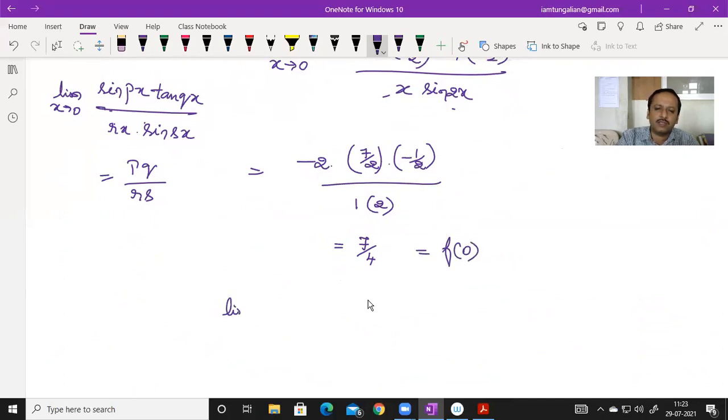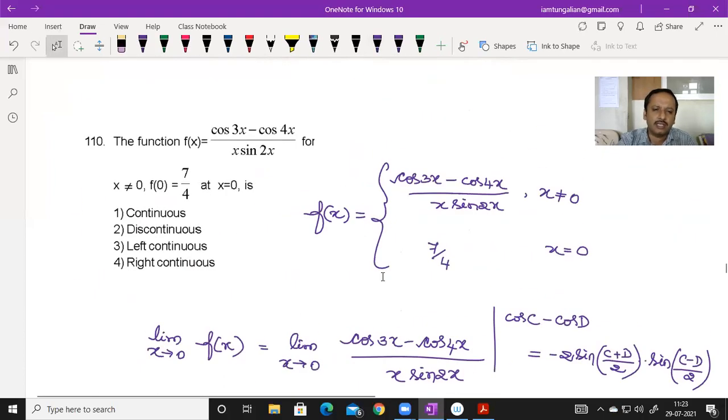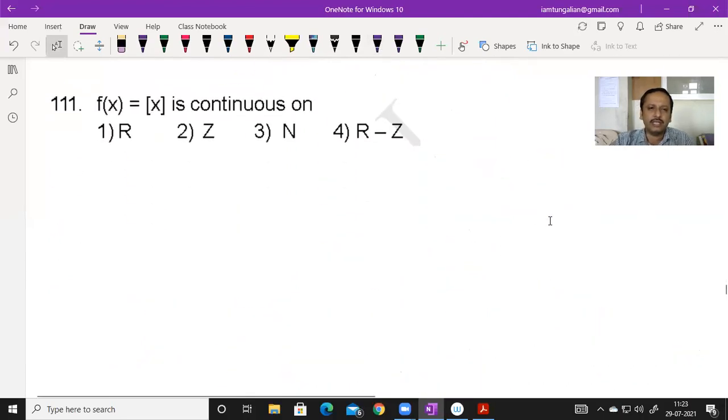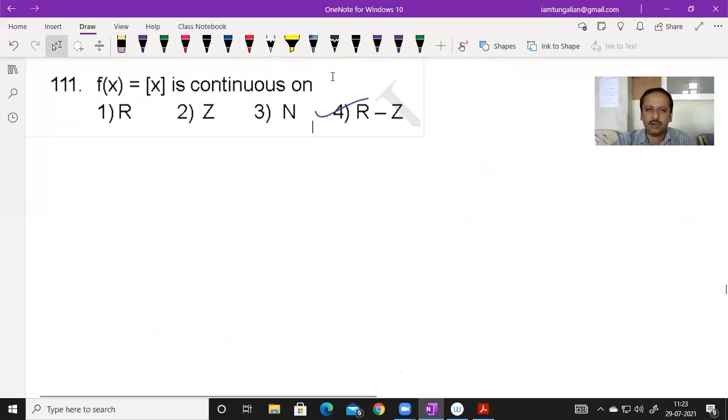So what is our conclusion? Our conclusion is that limit x tends to 0, f of x is equal to f of 0. Therefore f of x is continuous at x equal to 0. Hence the answer is continuous. Okay, next. f of x equal to step x is continuous on, where is it continuous? It is discontinuous on Z, so continuous on R minus Z. Okay, explanation already given.